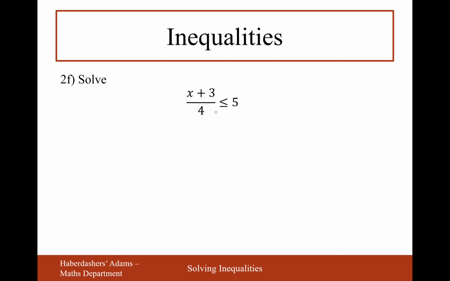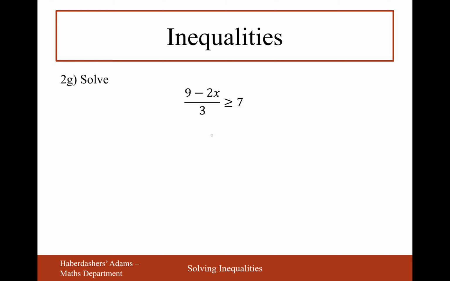Moving on to the next one, first thing we'll do is times both sides by 4. Effectively what we've got here is the x plus 3 in some brackets, so we can't touch the plus 3 yet, so we'll times by 4 first. So x plus 3 is less than or equal to 20, because we times by 4 first. Then we'll take away 3 from both sides, so it's x is less than or equal to 17.